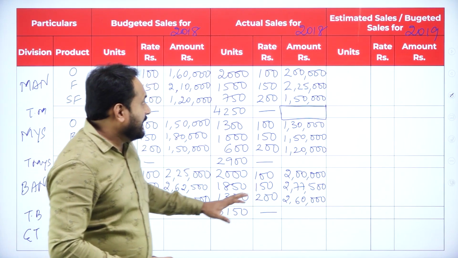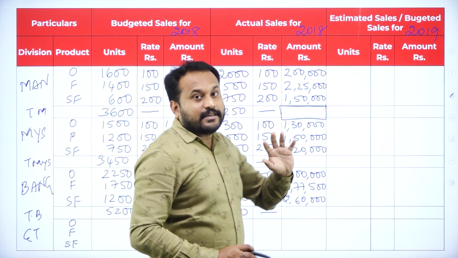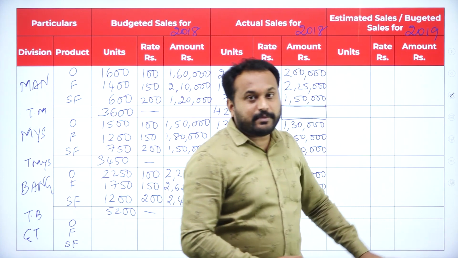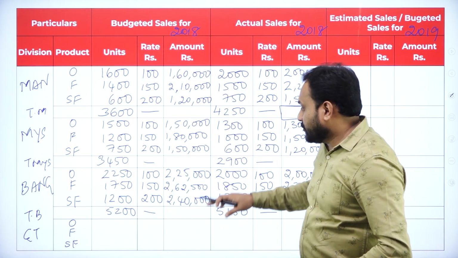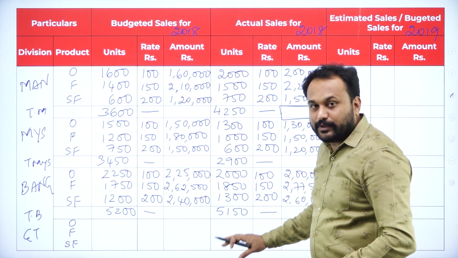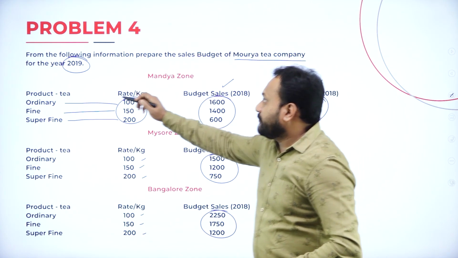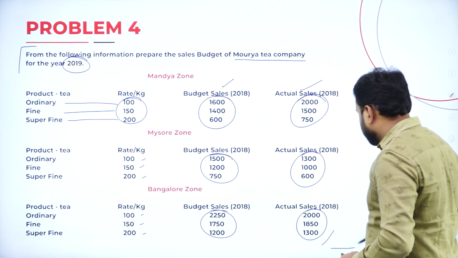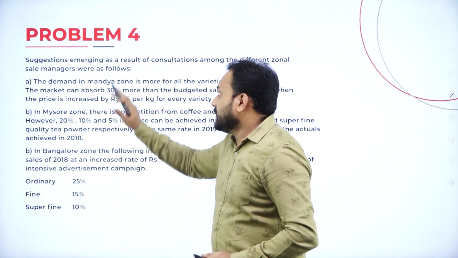Let's go for the next one, that is estimated sales for the budgeted. The year is 2019. This is what our answer should be. 75% of our answer is all done. What you should do is fill the ordinary, fine, super fine column as well. That is a grand total. Let's go with the question here. Now from here till here, we have done. It's done. Let's go with the next one.